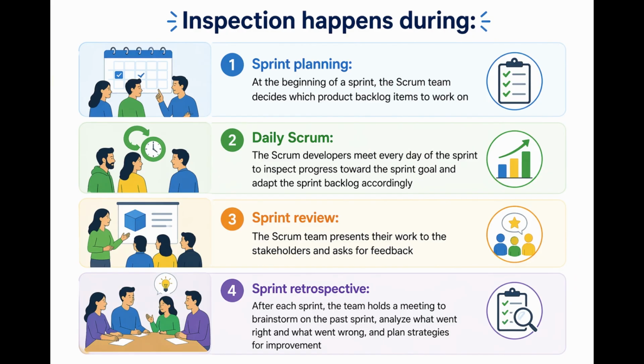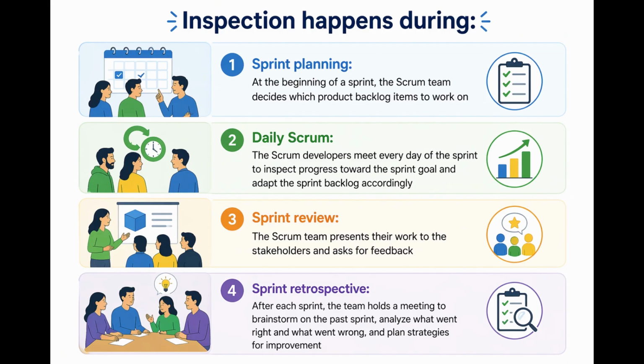Inspection happens during sprint planning, daily scrum, sprint review, and sprint retrospective. In sprint planning, at the beginning of a sprint, the Scrum team decides which product backlog items to work on. In daily scrum, the Scrum developers meet every day of the sprint to inspect progress toward the sprint goal and adapt the sprint backlog accordingly.